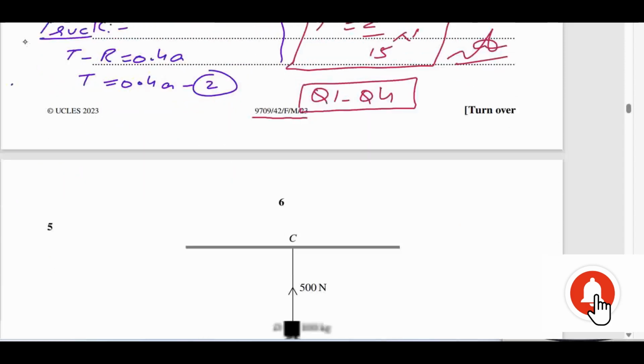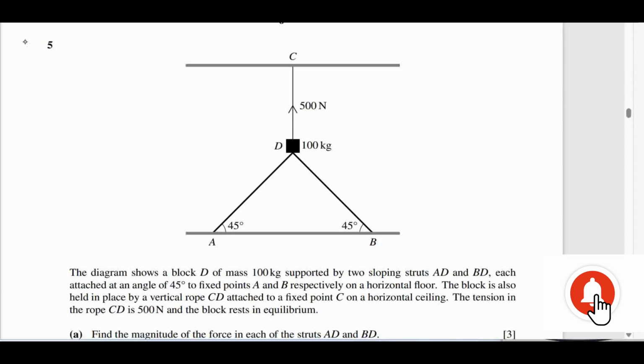Now today we are going to discuss question number 5. The diagram shows a block T of mass 100 kg supported by 2 sloping studs AD and BD, each attached at an angle of 45 degrees to fixed points A and B respectively on a horizontal floor. The block is also held in place by a vertical rope CD attached to fixed point C on a horizontal ceiling.